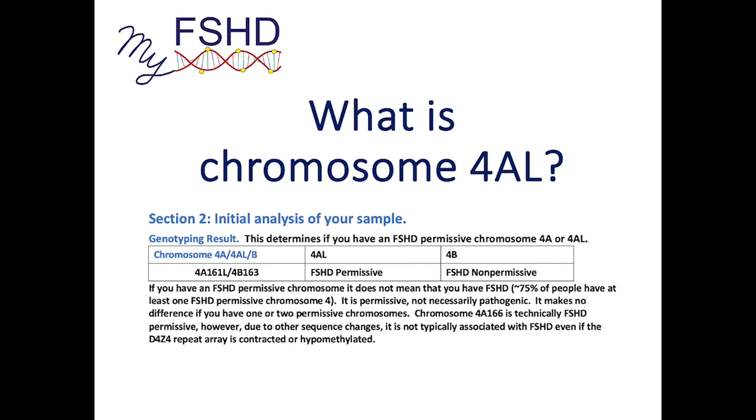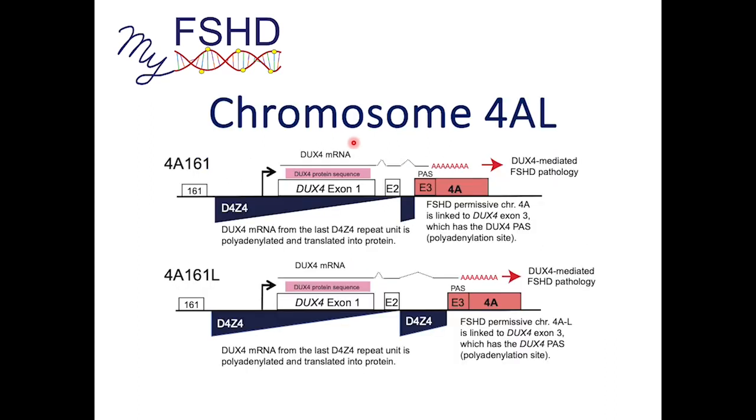The first genetic analysis we do is in section 2, and we're checking to see whether you're FSHD permissive or non-permissive. Some of you may have 4A161L. 4AL is FSHD permissive, and so this means you have the potential to be FSHD. So what is chromosome 4AL? Well, perhaps we should start with what is chromosome 4A.